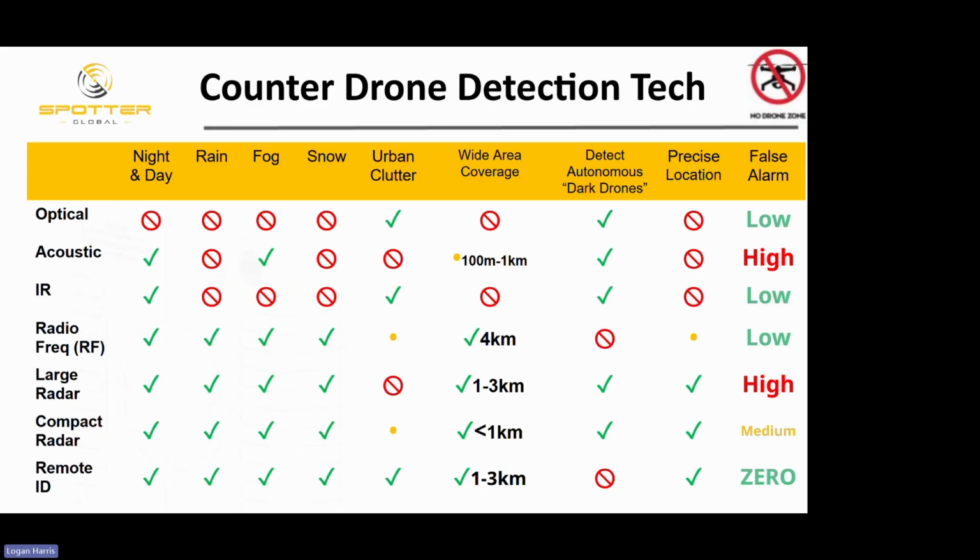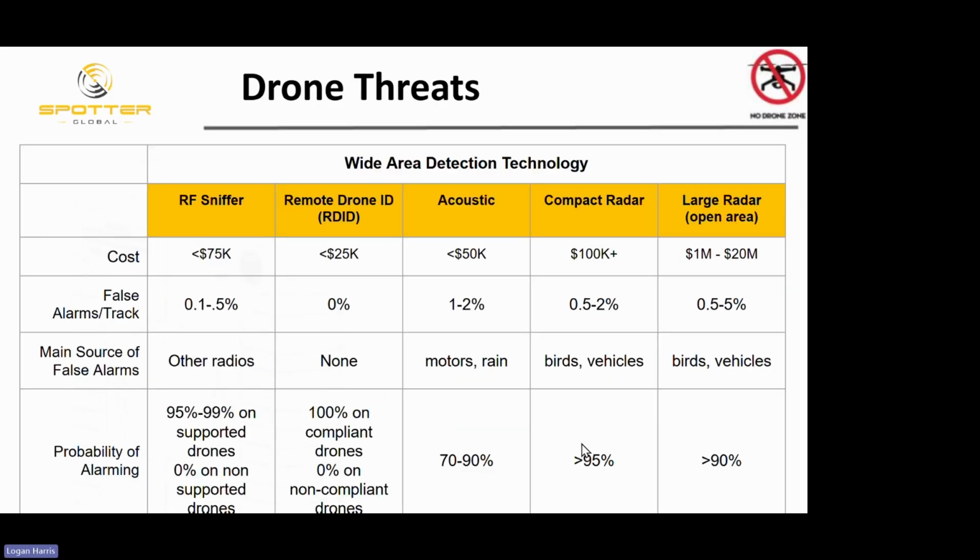So here's a little breakdown of the different technologies, with rough estimates of what they cost. Remote ID is the cheapest to begin with, and also has zero false alarms. That's its key, because it is just picking up a broadcast signal.